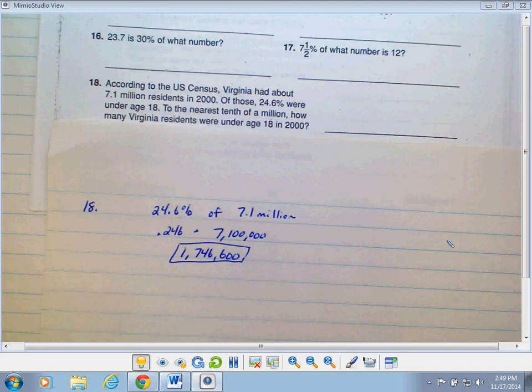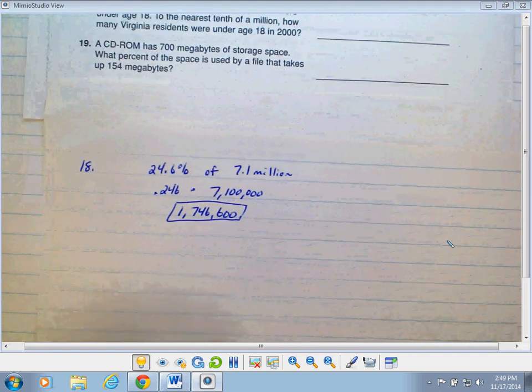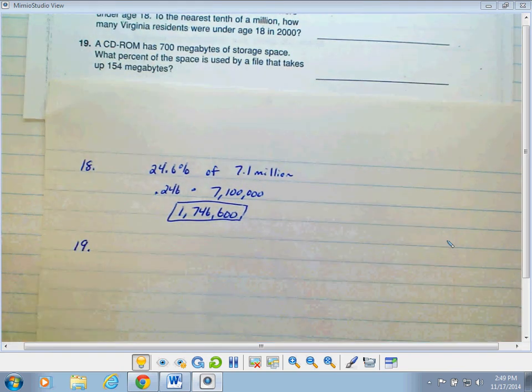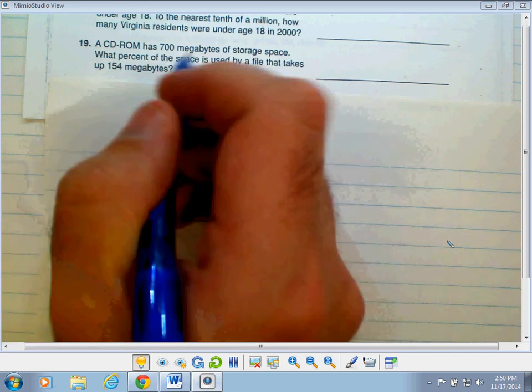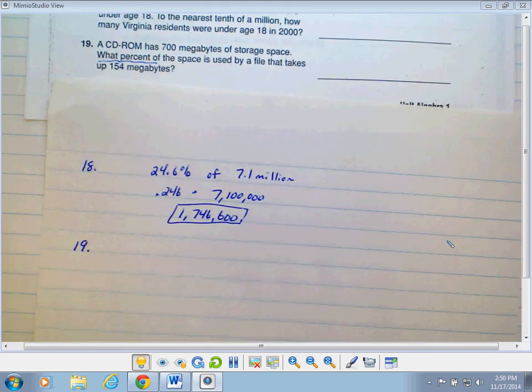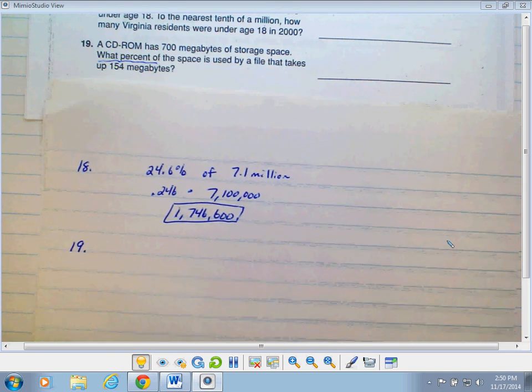So then we look at number 19. And 19 has a little bit of a different wording to it. First off, one of the things I noticed right away in number 19 is there is no percent written in the whole problem, which makes me think, since this is a percent lesson, that it's probably going to ask me for that. But it also says right here, what percent? So I know I'm looking for a percentage.